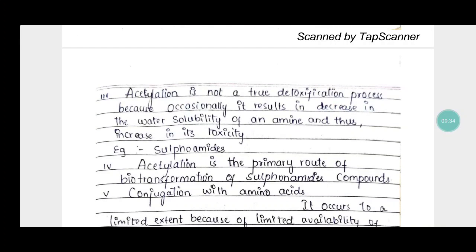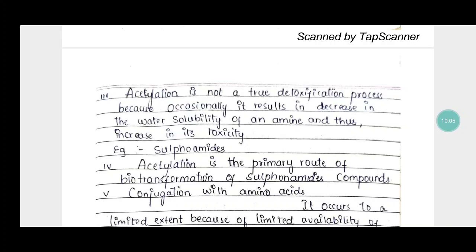Acetylation is not a true detoxification process because it results in a decrease in water solubility. It decreases the water solubility of the amine and thus increases its toxicity. So acetylation is not a pure or true detoxification process because it decreases the water solubility of the amine and increases the toxicity of the drug.